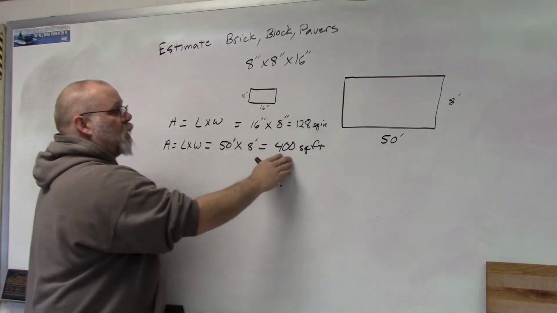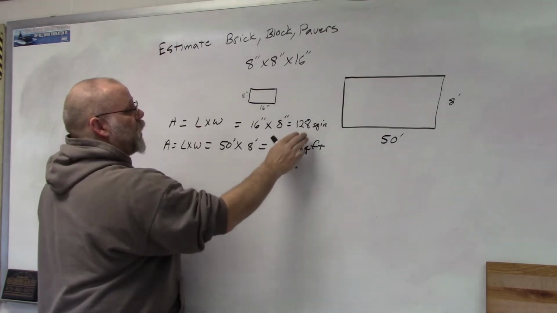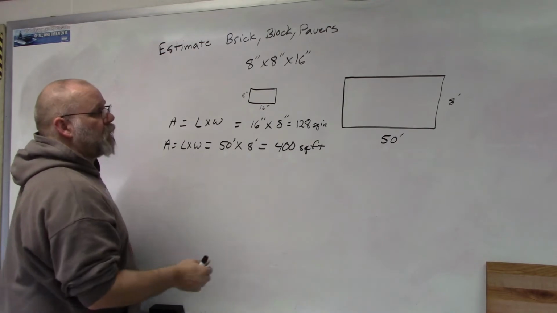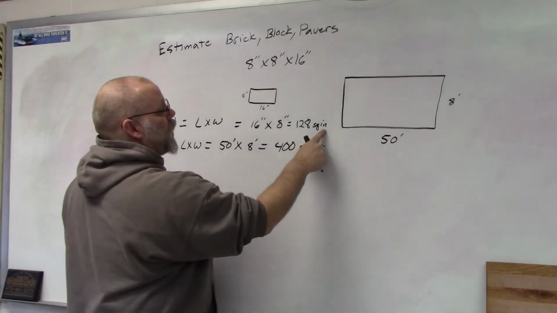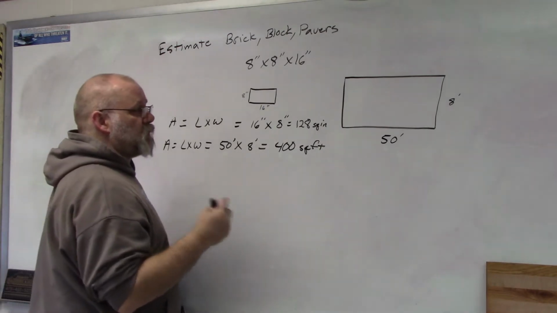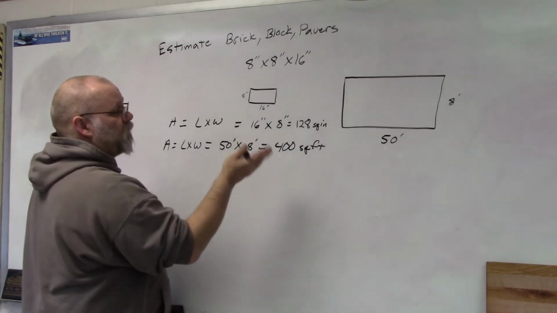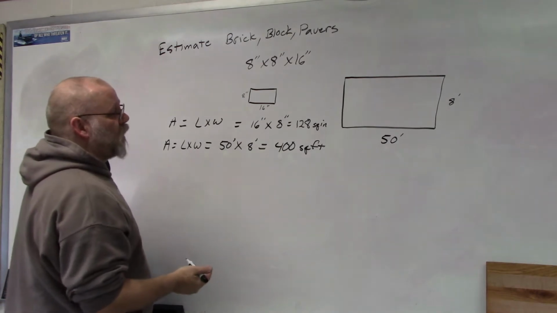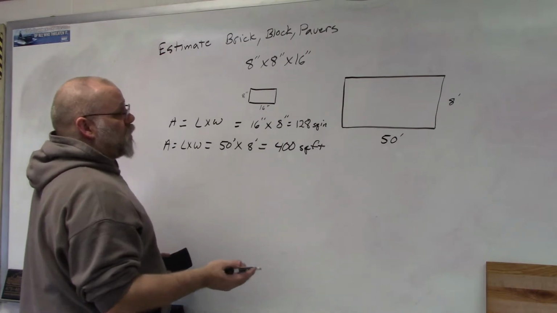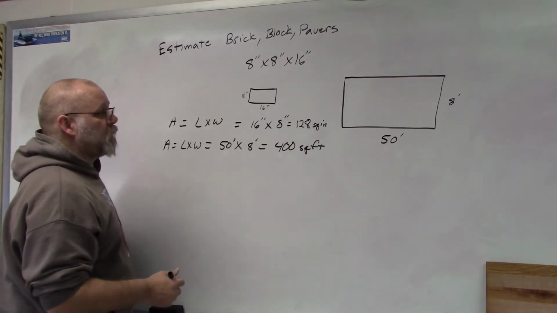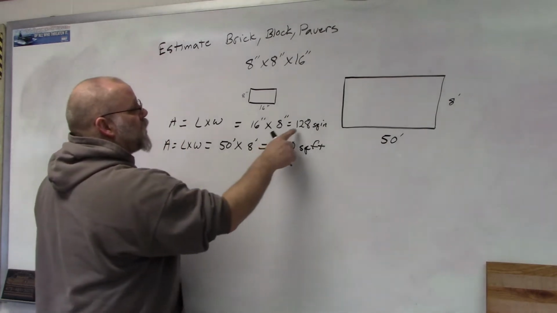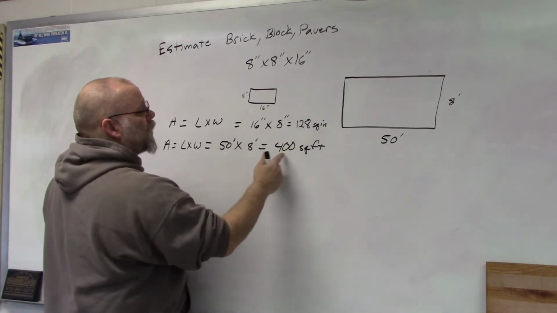Okay, now we know the size of one block and we know the size of the entire area, so all we have to do is divide this by this to get how many blocks it would take. But this one's in square inches and this one's in square feet, so you can't do that. They both have to be in feet or they both have to be in inches. It doesn't matter which one you're using, you're going to get the same answer either way. So to convert these, I would have to convert one of them.